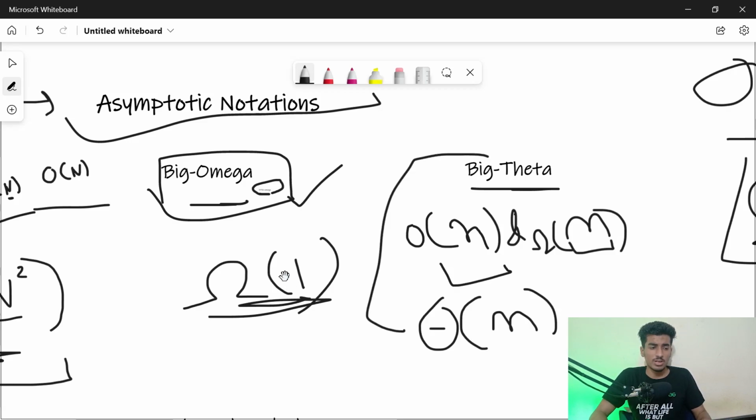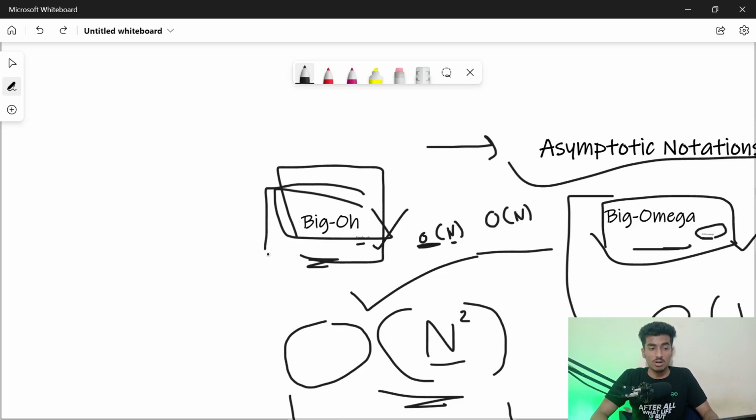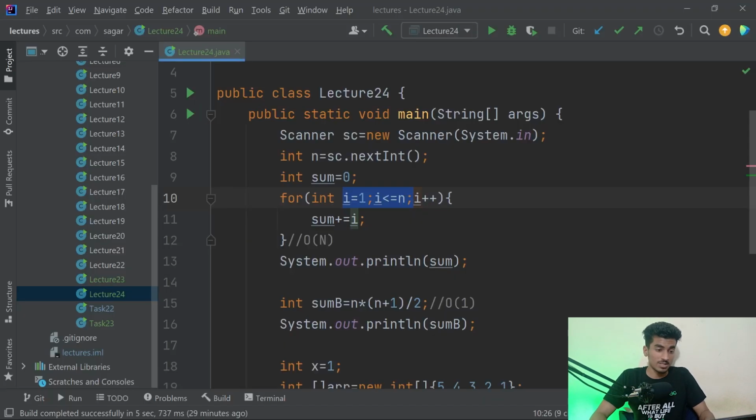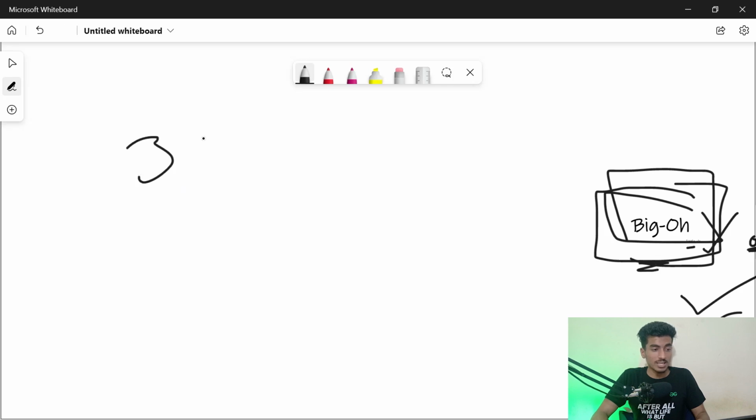So basically you don't need to focus on all these things. The main focus is on this big O notation, and that is the only thing you will always be asked. So now let us see how we can find out time complexity using this big O notation. First of all, like we just saw in this algorithm, the total time it was taking was 3n, but we were writing it as big O of n.